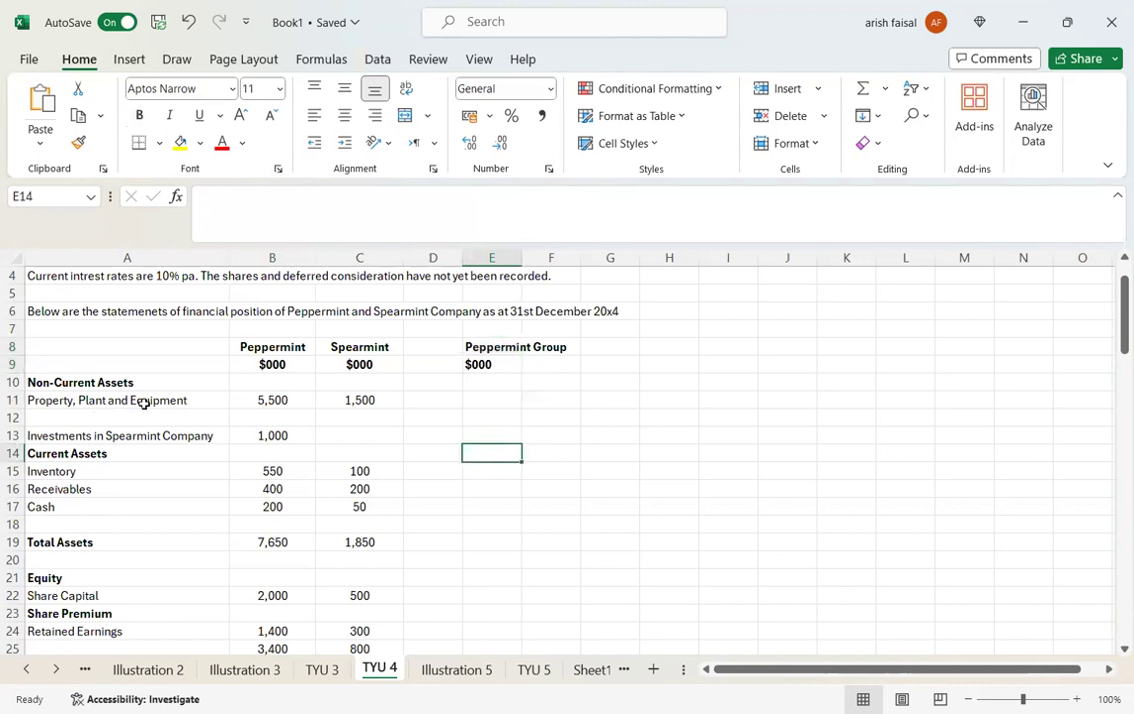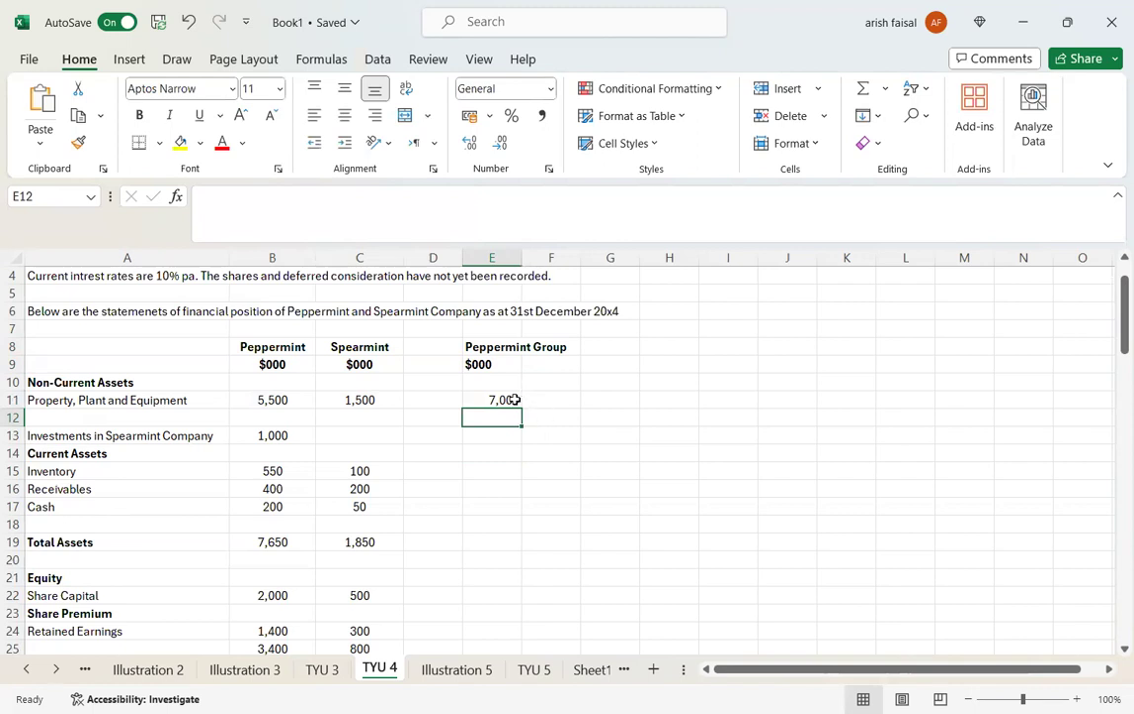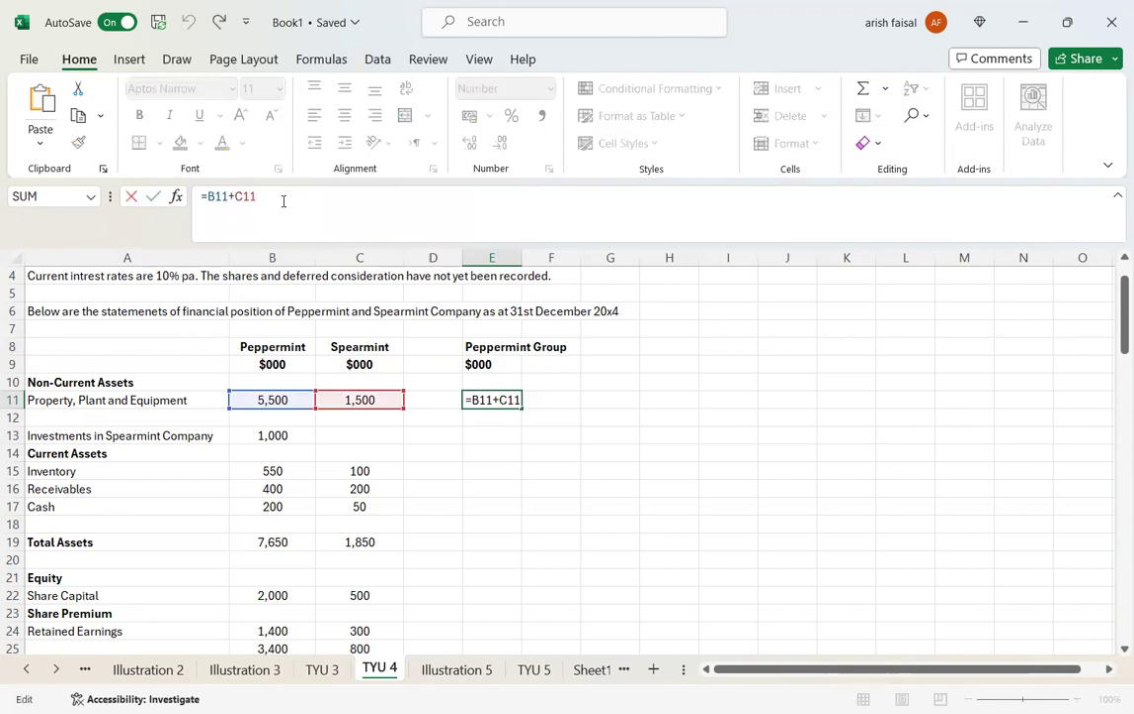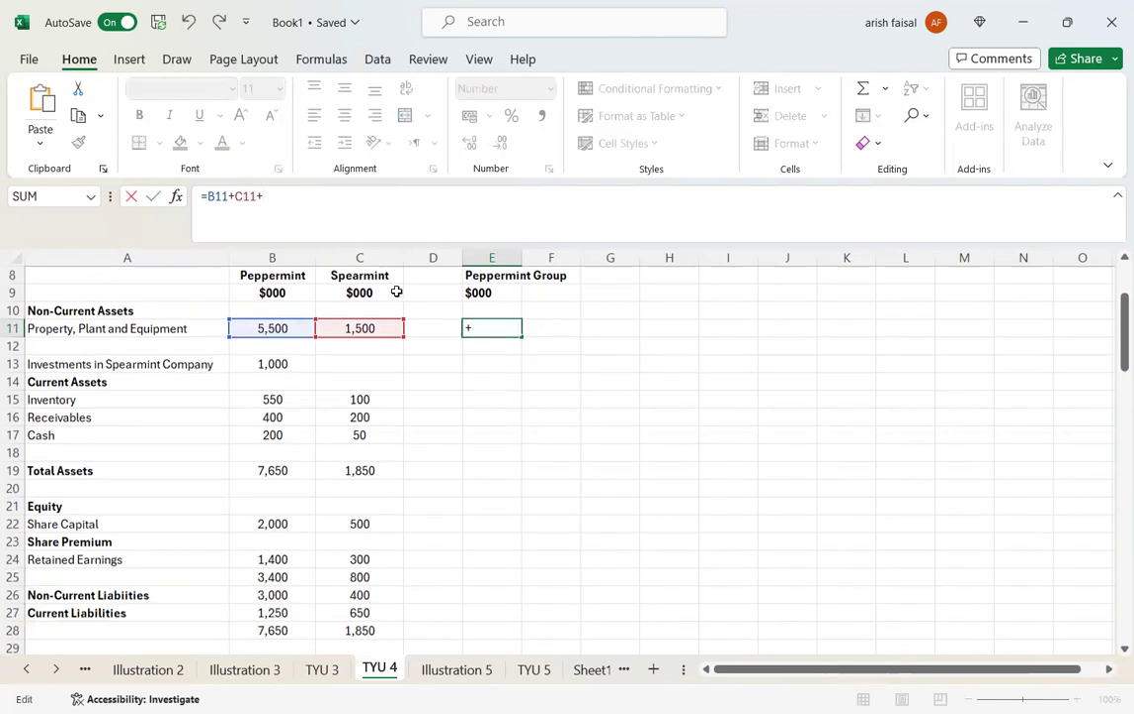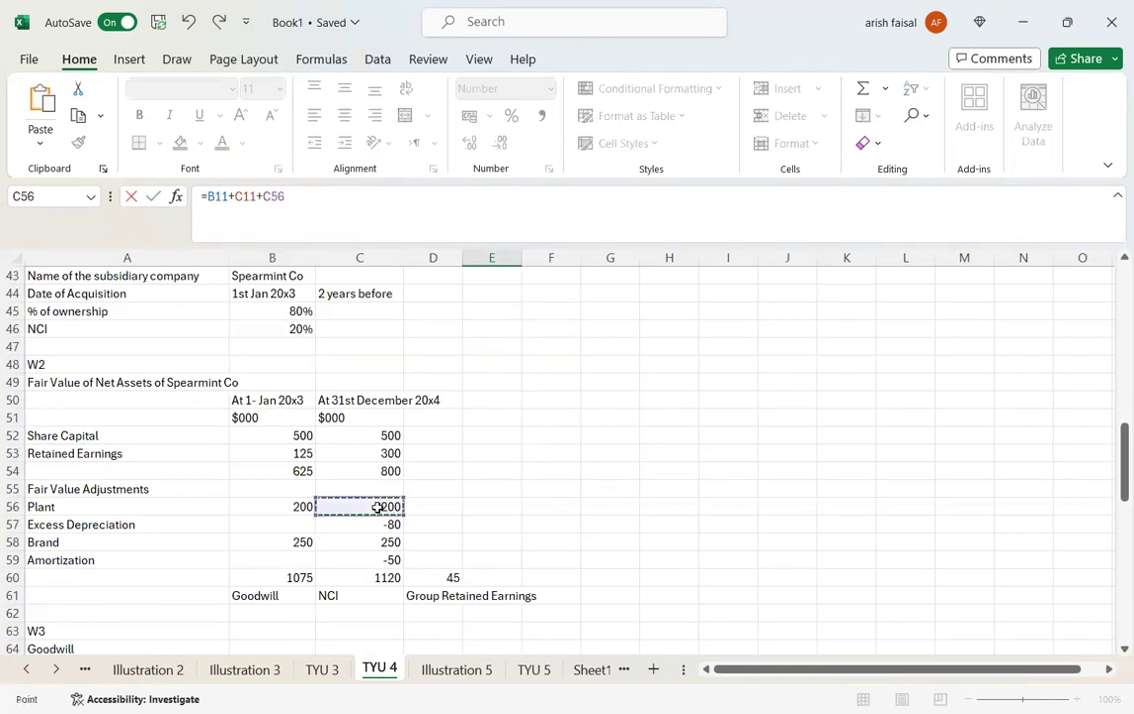Okay, so now for property, plant and equipment, you obviously have to add up the parent's property, plant and equipment, and then also add up your subsidiary's property, plant and equipment. But now here's the new thing which we have to do: we need to adjust for the fair value adjustment. If you remember, we increased the net assets by 200, but then we also reduced it by 80 for the excess depreciation.